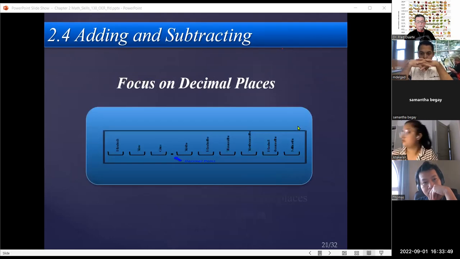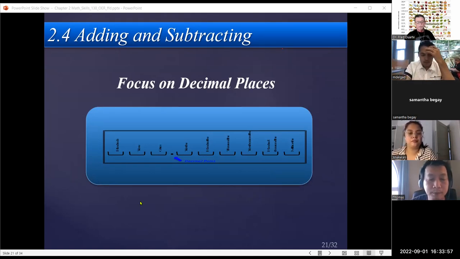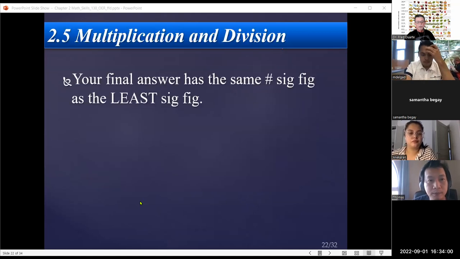Focus on decimal places. This is just a reminder to help you out as far as the magnitude of numbers and where you're at, just a refresher: 100 place, 1,000 place, etc. Okay, multiplying and division. The final answer has the same number of sig figs as the least sig fig.